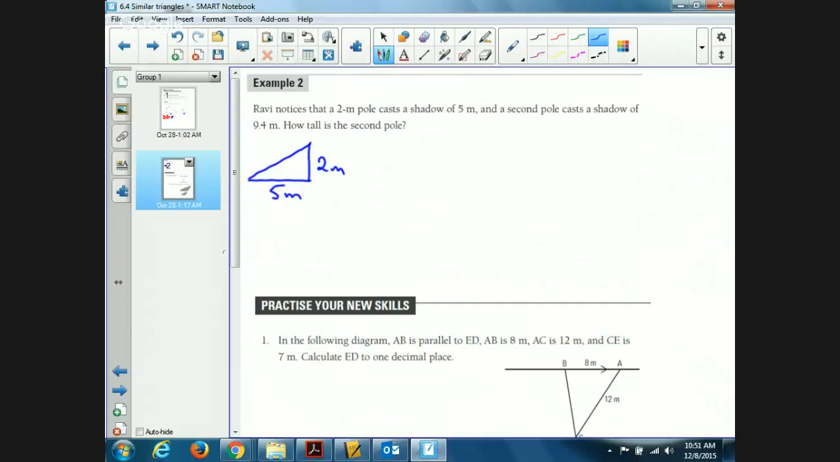So this is the shadow here, right? And a second pole casts a shadow of 9.4, so I know it's bigger. It's the same time of day, so the shadows should be at the same angle, etc. So 9.4 meters. How tall is the second pole? I'm going to use a T for tall. You guys would know how to set this up, right? You get the fractions. And I'm going to leave it at that.